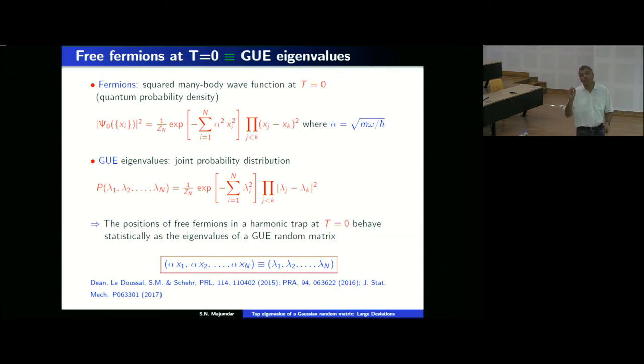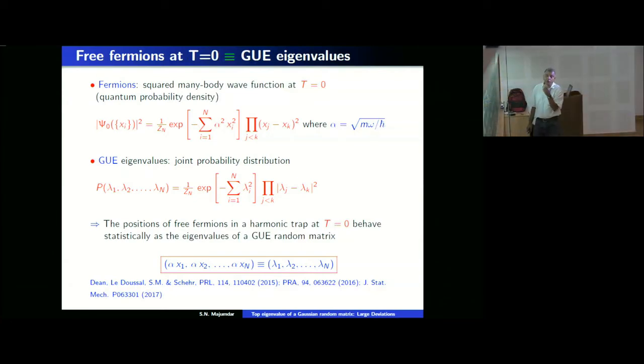Okay. This comes from the Pauli exclusion principle. This tells you that two electrons cannot be in the same position in space. Okay. The probability for that is 0. Okay. And you see how it comes out. And so what you have is there's an exact one-to-one correspondence between the positions of the free fermions on a 1D line in a harmonic trap to the eigenvalues of the GUE.